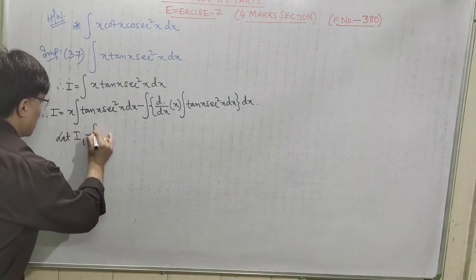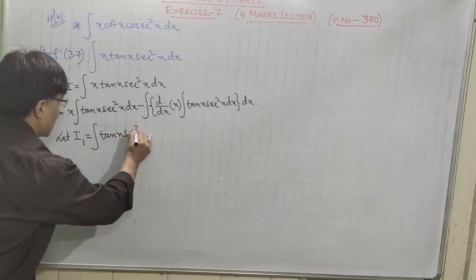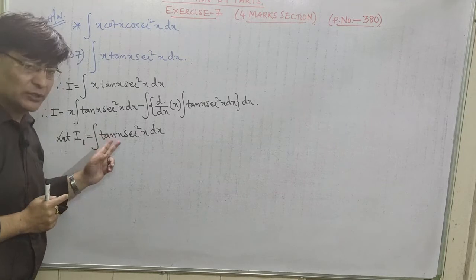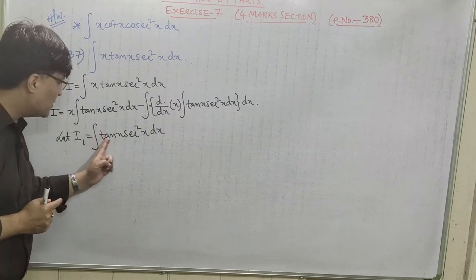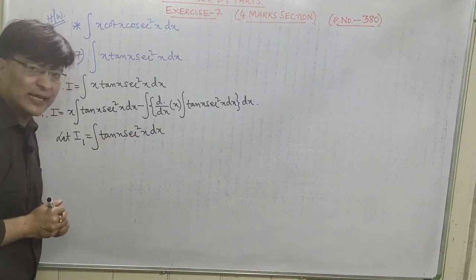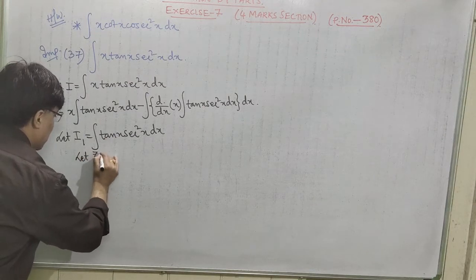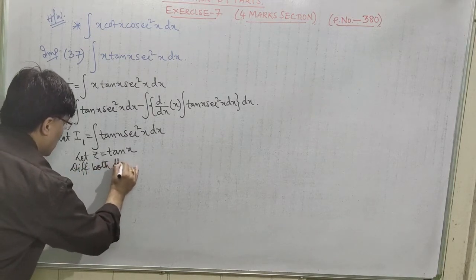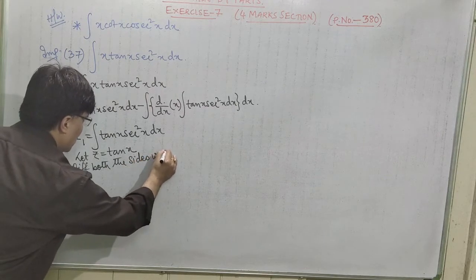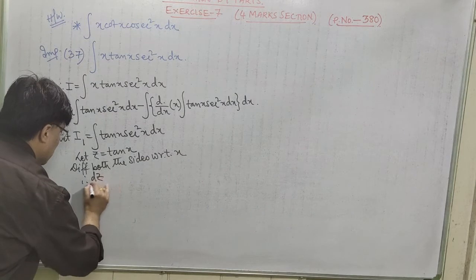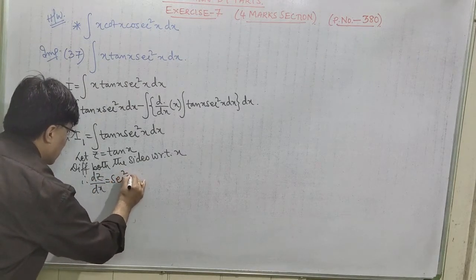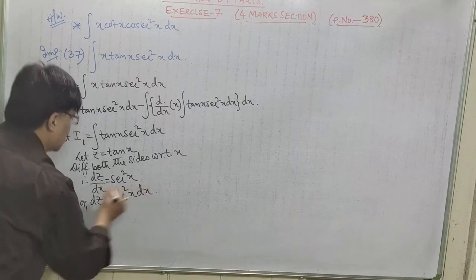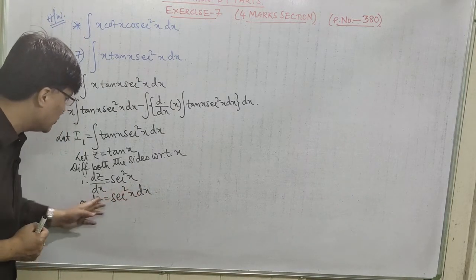That is, let I1 is equal to integral of tan x sec square x dx. So let us evaluate this integration. How can you evaluate this integration? Here you can use the method of substitution, because the differentiation of tan x is sec square x, so we can assume tan x as z. So let z is equal to tan x. Differentiating both the sides with respect to x, dz by dx is equal to, what is the differentiation of tan x? It is sec square x. Let us do cross multiplication. dz is equal to sec square x dx. So we have got the value for sec square x dx, which is equal to dz.